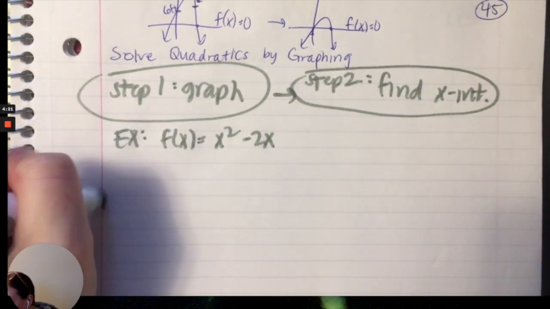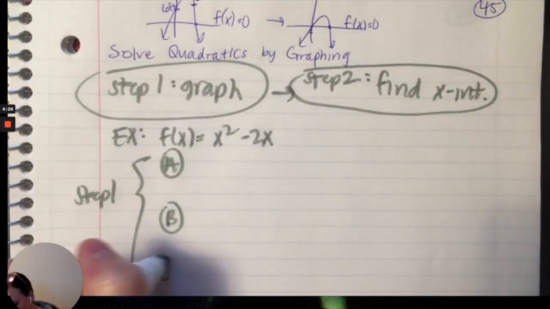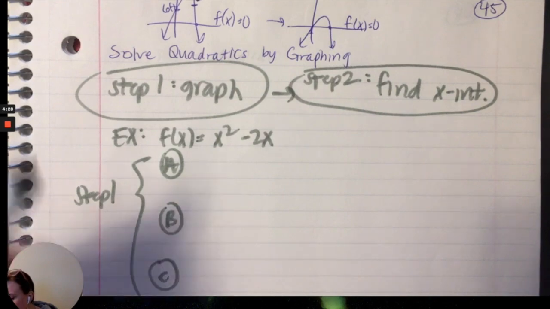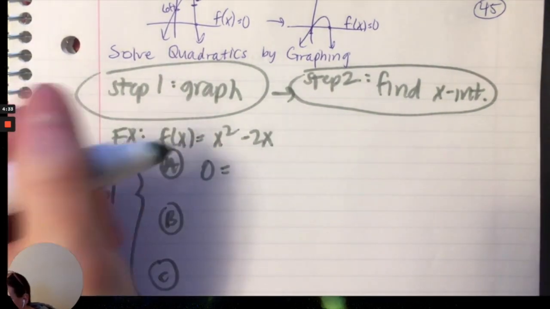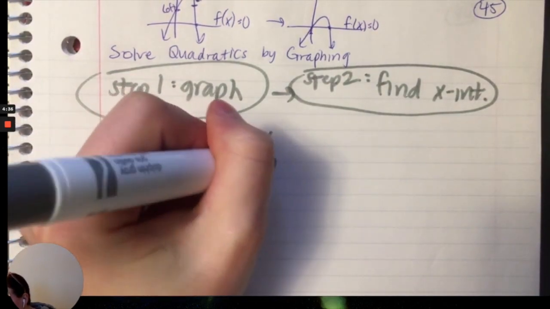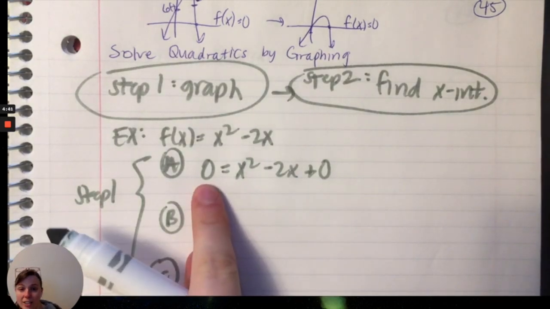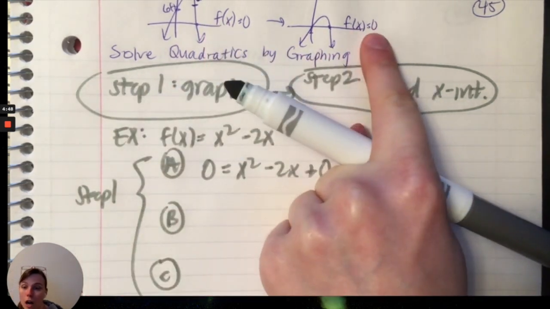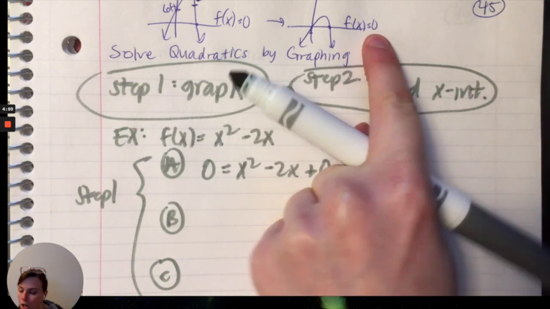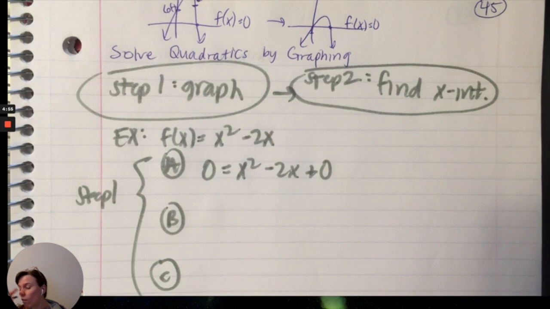So for step 1, we're going to graph. I'm going to graph in 3 steps. First step is to make sure it's in standard form. So I'm going to get us used to the 0 equals, just to help you see that. Sometimes we're going to turn this f of x into 0, and the reason why is because we're looking for x-intercepts. And notice on our x-intercepts, all of our y's, or the outputs, are at 0. So it's a good habit to get into of replacing this f of x with 0 when we're solving.